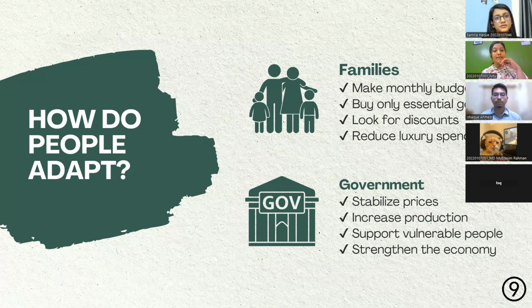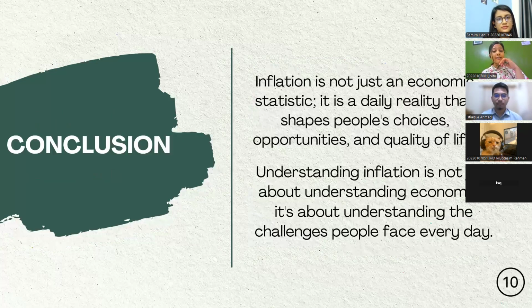On the other hand, the government plays a crucial role. It can stabilize prices through effective policies, encourage production to increase the supply of goods, provide support to low income and vulnerable groups, and strengthen the economy to reduce the long term impact of inflation. So, adapting to inflation is not only an individual's responsibility, it also requires effective government action.